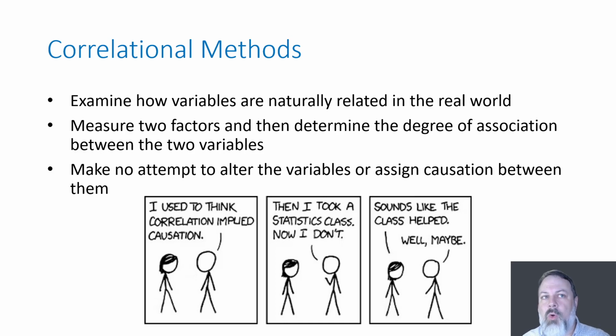One thing with correlational methods is that there's no attempt to alter the variables. Also, we can't assign causation. Just because I see that the more hours somebody studies, the better they perform on a test, it doesn't actually mean that the increased study time was the reason for the test performance. Correlational methodology simply doesn't answer that question.